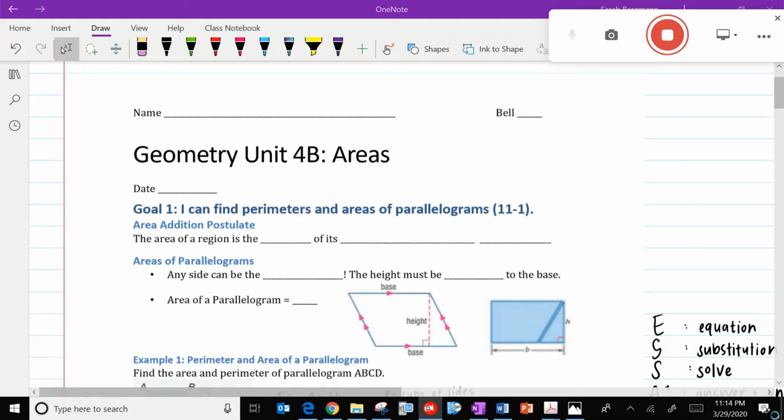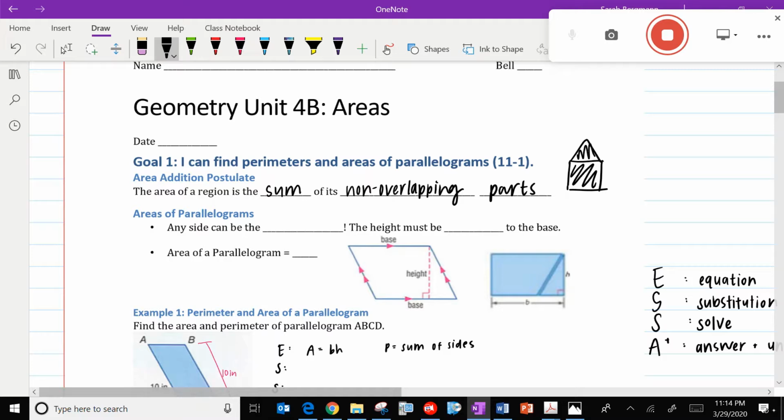The first thing I want to show you is the area addition postulate. Basically what it says is the area of a region is the sum of the areas of its non-overlapping parts. This is going to be important later on in the chapter, but for now, what this means is that if we wanted to find the area of this entire shape, we could find the area of this square plus the area of this triangle, and that would give us the total area of that shape.